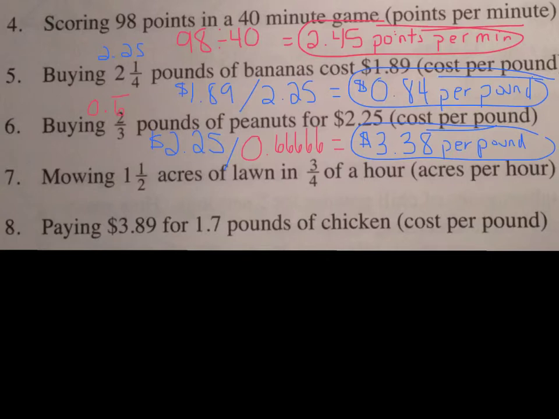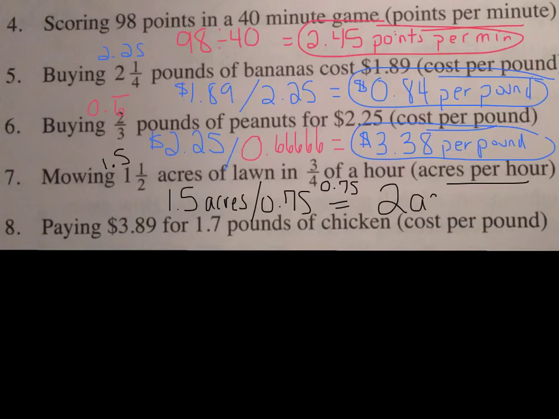All right, and then let's look at number 7. It tells us that mowing 1.5 acres of lawn in 3/4 of an hour, and we want to know the acres per hour. So I'm going to take my acres, which is 1.5, and 3/4 of an hour is 0.75. So I did my acres divided by hours, since I'm looking for acres per hour. And let me get my calculator cleared out here. 1.5 divided by 0.75 tells me, oh, I didn't even need my calculator for that one. I'm not thinking. 2 acres per hour. Alright, there's my unit rate. I'm saying how many acres I can do in 1 hour.